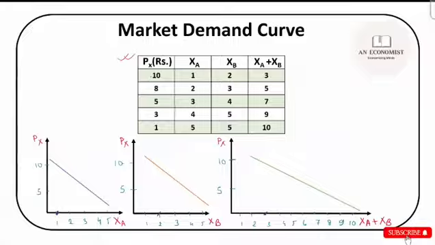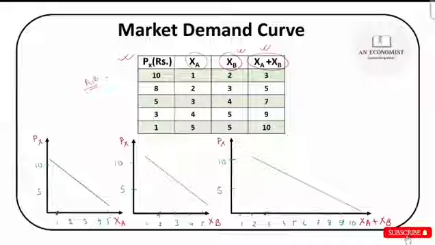The price is the same as we have considered, and the demand for individual A is the same. Now we are taking into account another individual, say individual B, and we say that the market consists of only these two individuals A and B, and we are trying to find out the market demand curve. So let us first do the total aggregate quantity demanded, which is simply XA plus XB. So 1 plus 2 is 3, 2 plus 3 is 5, 3 plus 4 is 7, 4 plus 5 is 9, and 5 plus 5 is 10. So you have the market demand here.